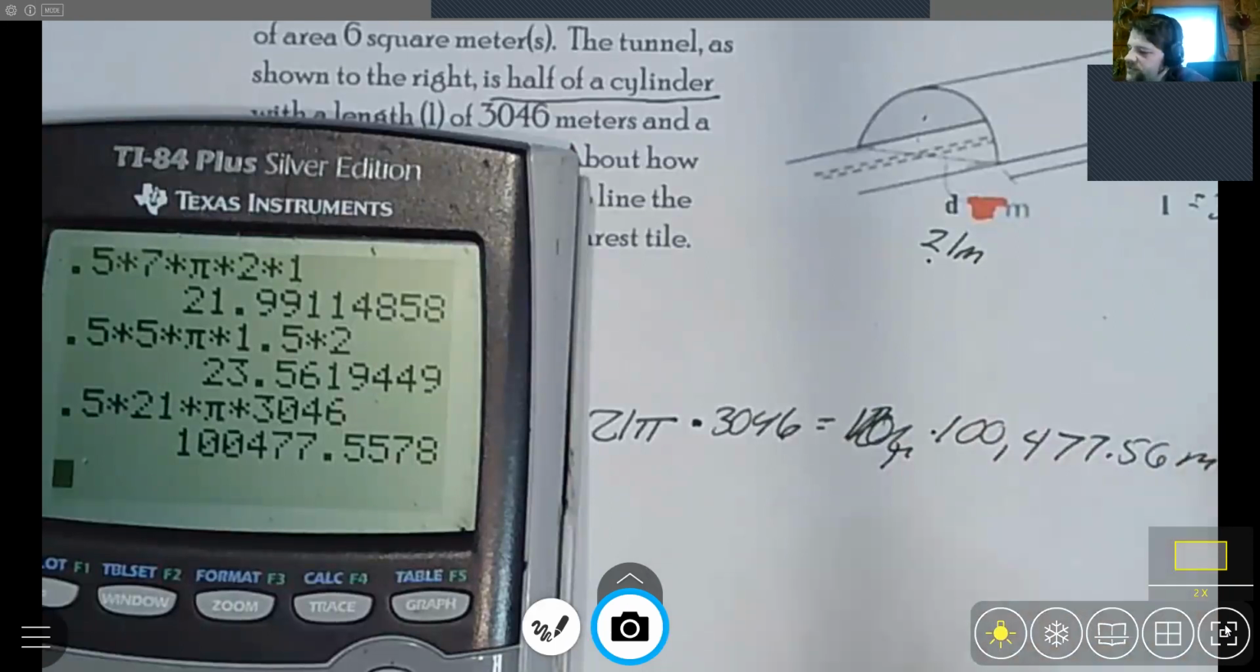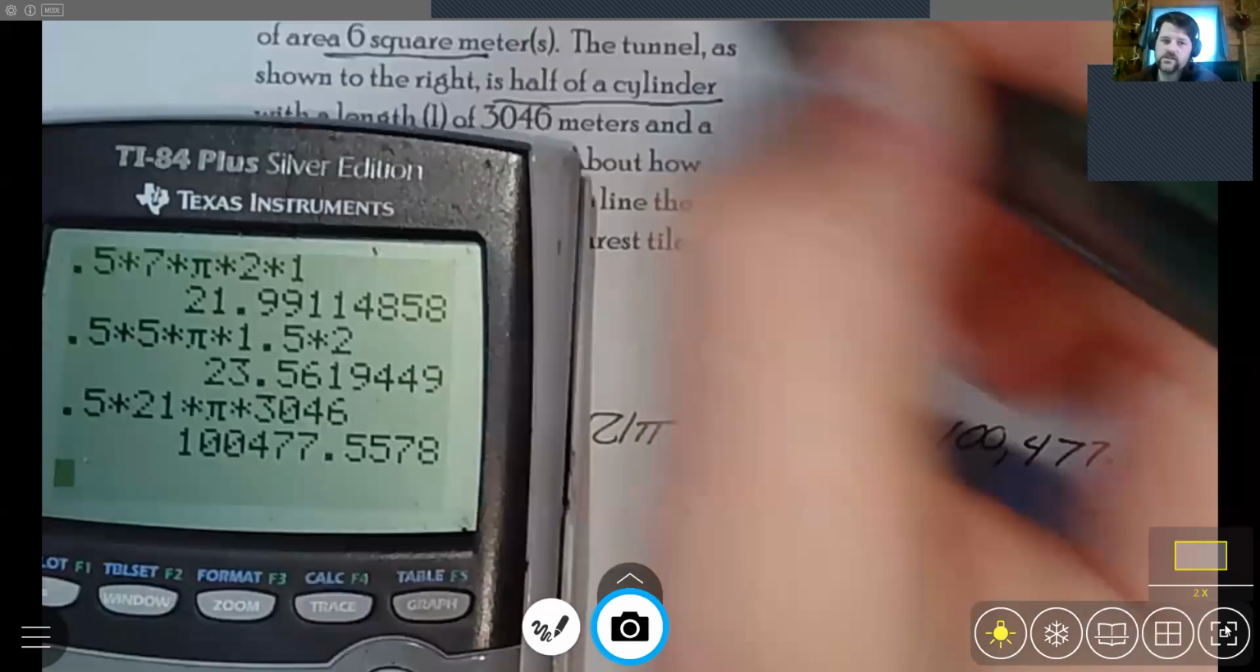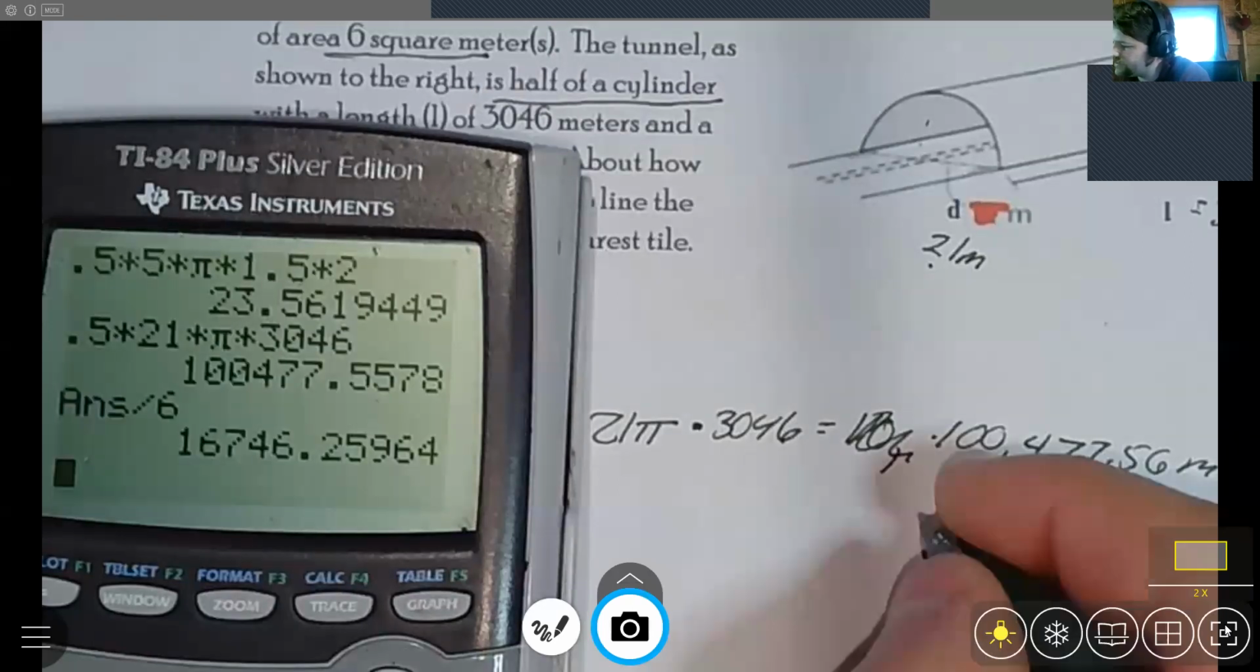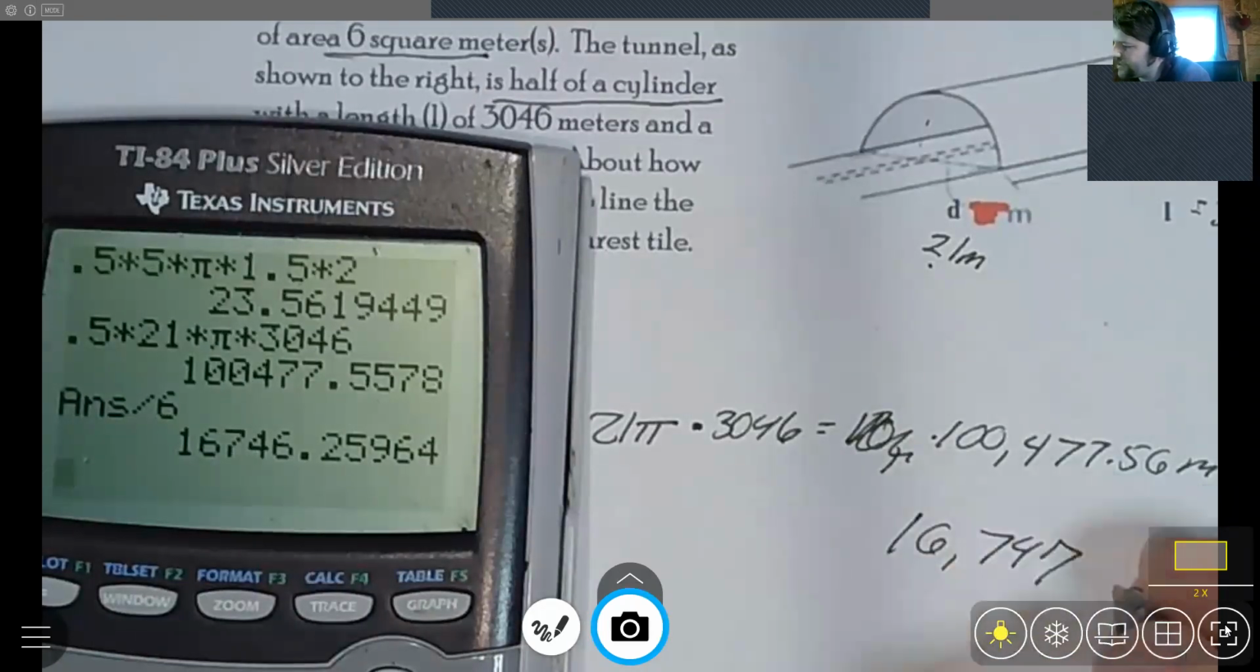Every one of my tiles covers 6 square meters. So I'm going to divide this by 6, and that gives me 16,747 tiles.